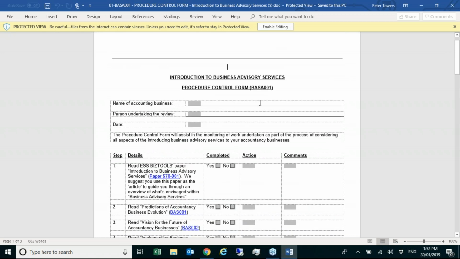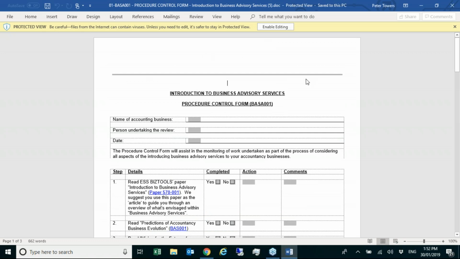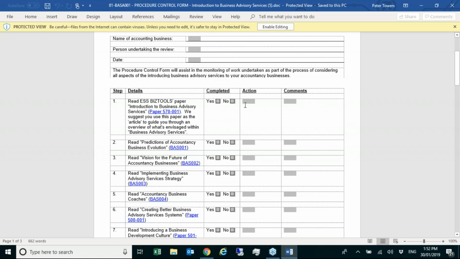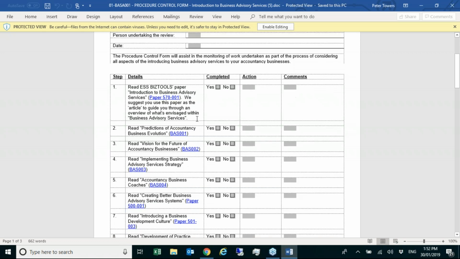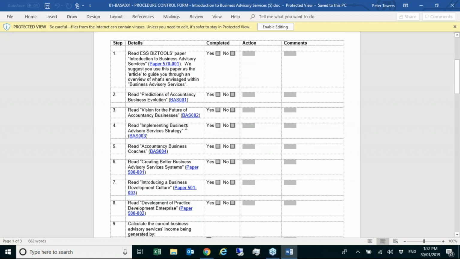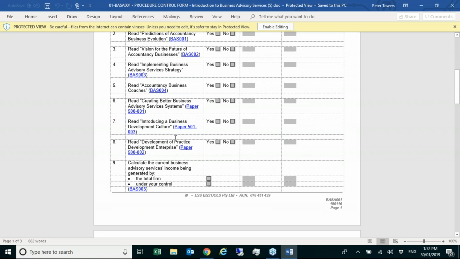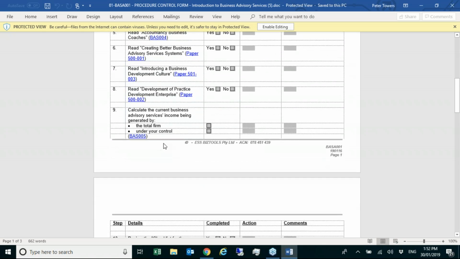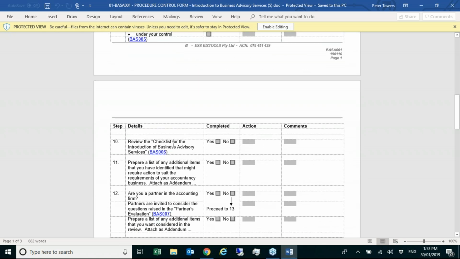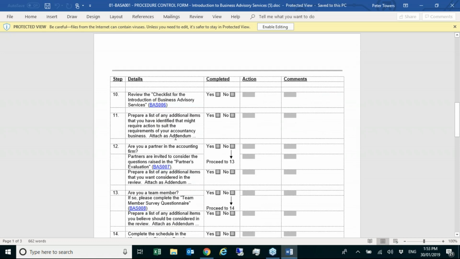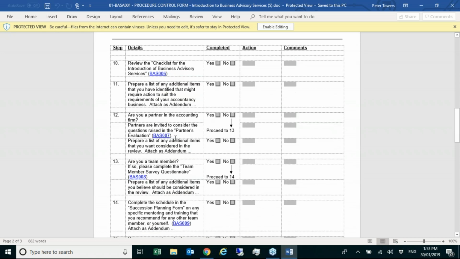So this is the form. You can badge it. You put your name on it, of course. It's an internal form. And this is where we're saying this is the reading we think you should be doing. You need to read that paper. You need to read that article, this article. So it's giving you an idea of some of the reading that we think you should be doing as far as this preparation. And then we've got a checklist for introduction of business advisory services.